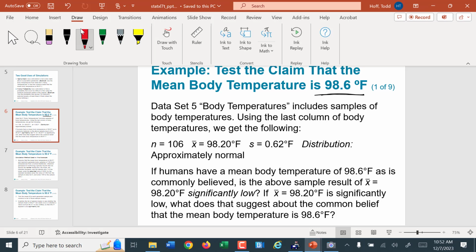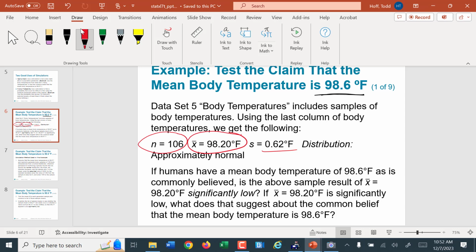Then we're going to gather data and compare the results of the data to that claim. So we select 106 people. We find their body temperature and find that the mean body temperature of those 106 people is 98.2 degrees Fahrenheit with a standard deviation of 0.62.